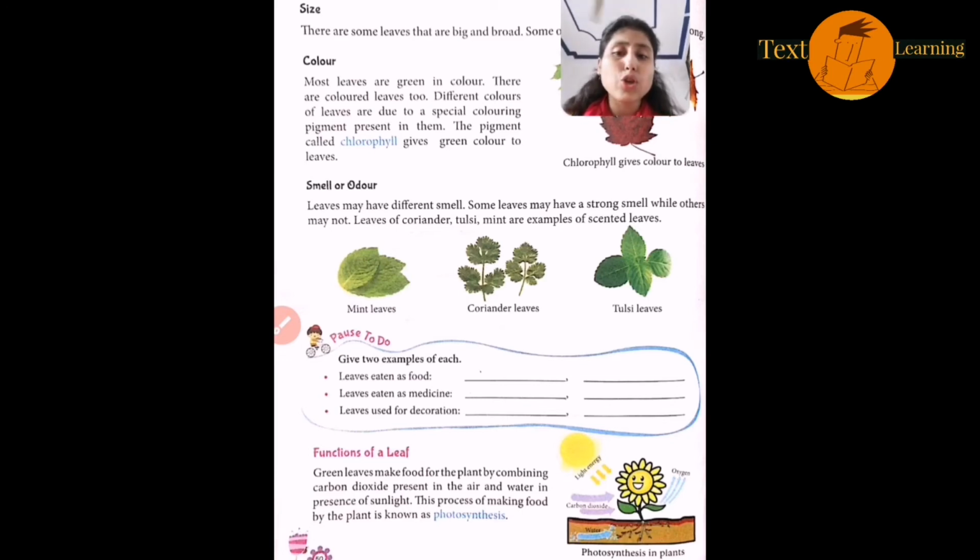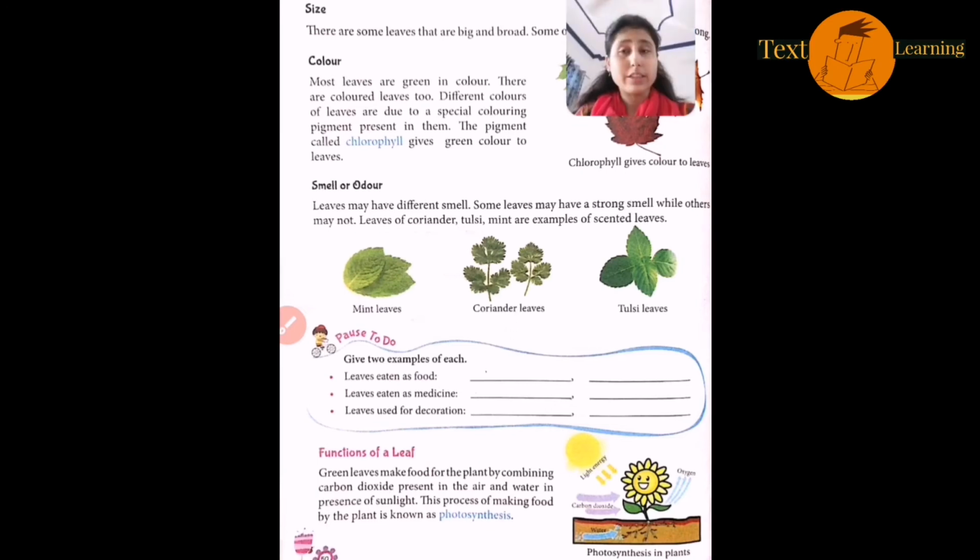Now pause, you have to do this at home. Give two examples of each. Leaves eaten as food, like spinach and lettuce leaves. Leaves eaten as medicine are neem leaves and tulsi leaves. Then leaves used as decoration are palm leaves and banana leaf. So you can write it at home.